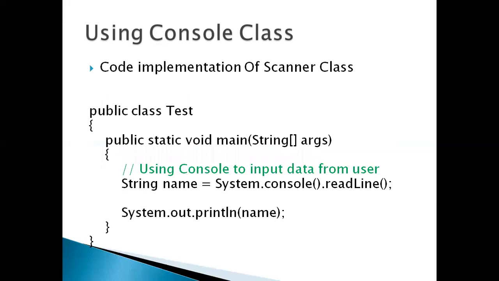So this is the code implementation. So public class Test, then public static void main, the main function. Inside the main function, we need to declare a variable name, and that will read the input as System.console().readLine(). So this is the way to read input, and finally we can print it using System.out.println.